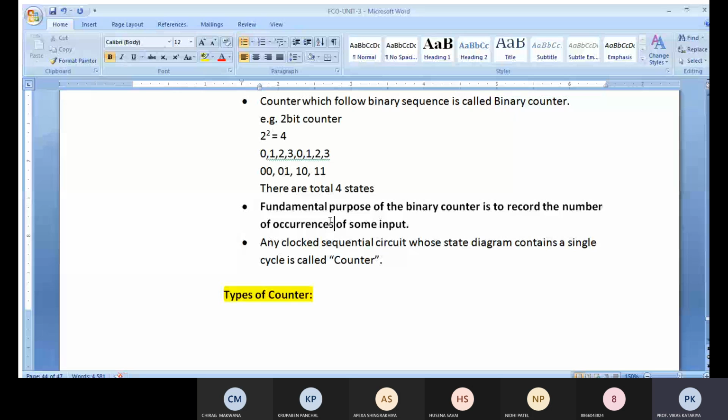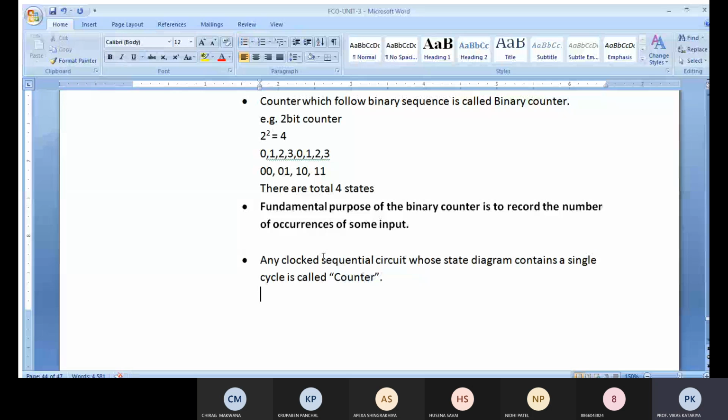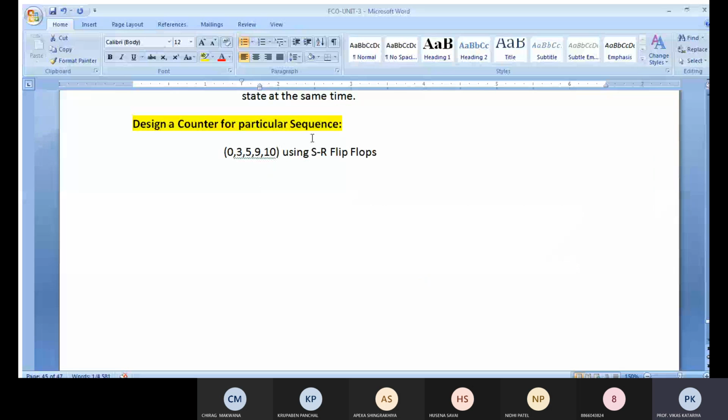Any clocked sequential circuit whose state diagram contains a single cycle is called a counter. Any sequential circuit which has a clock, and whose state diagram has a single cycle, we can also call it a counter. Now let's design the counters. So whatever theory we have discussed, we will implement all these things by designing a single counter.